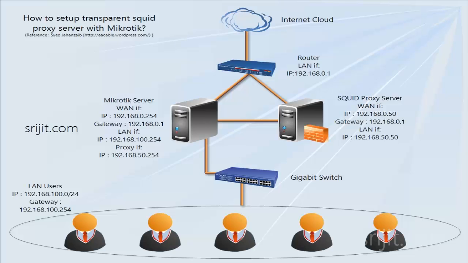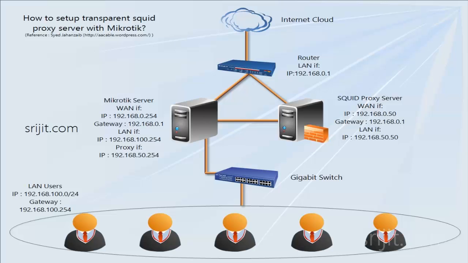So the DSL router or your modem is connected to the MikroTik server as well as to the Squid proxy server's WAN interface, and the Squid proxy server's LAN interface is directly connected to the MikroTik's Squid interface, or the proxy interface. On the MikroTik server we have three interfaces: one for WAN, one for LAN, and one dedicated proxy interface. And the user network is connected to the LAN interface of the MikroTik router.